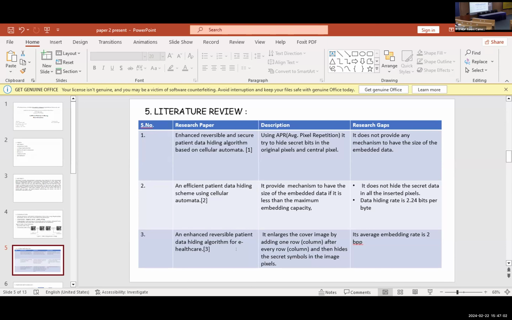The third paper is An Enhanced Reversible Patient Data Hiding Algorithm for E-Healthcare. It enlarged the cover image by adding one row after every row and then hid the secret symbol in the image pixel. The major research gap in its research is that its embedding rate is 2 bits per pixel, which is very, very low.